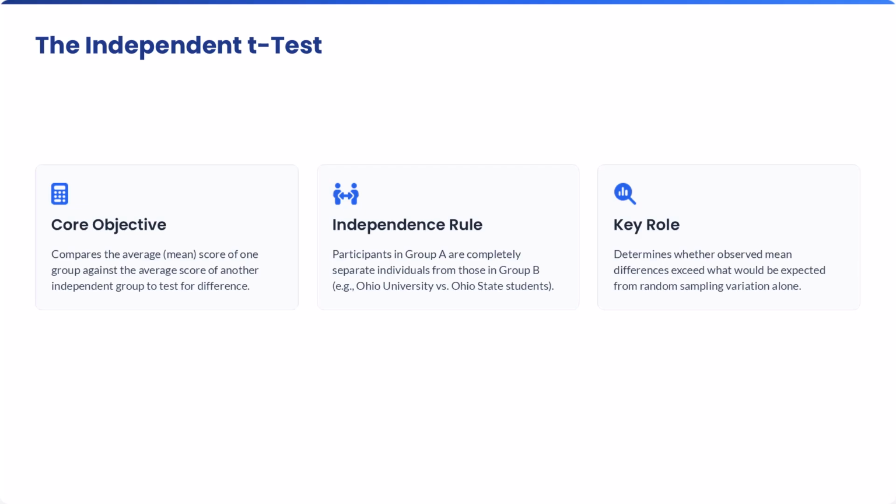The independent samples t-test is one of the most widely used statistical tools in social research. It addresses a fundamental question: does the mean score of one group significantly differ from the mean score of another group? The key requirement here is independence. The individuals in Group 1 must be completely separate from those in Group 2, such as comparing Ohio University students with Ohio State students, or military veterans with civilians. Before sociologists can examine complex causal mechanisms explaining why groups differ, they must first establish whether a statistically reliable difference exists between group averages that cannot be attributed to chance.